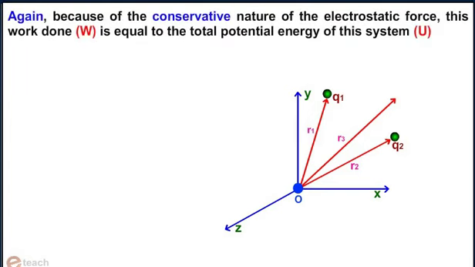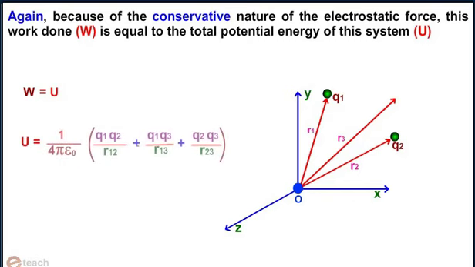Again, because of the conservative nature of the electrostatic force, this work done W is equal to the total potential energy of this system represented by U. This implies U equals 1 by 4 pi epsilon naught times q1 q2 by r12 plus q1 q3 by r13 plus q2 q3 by r23.